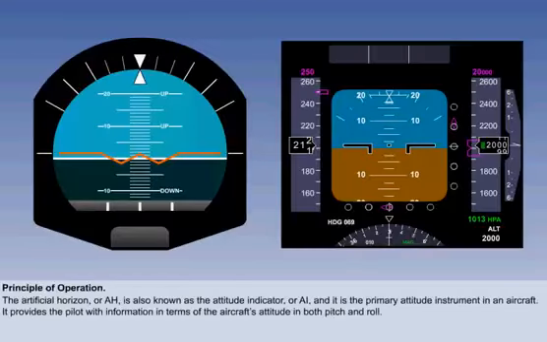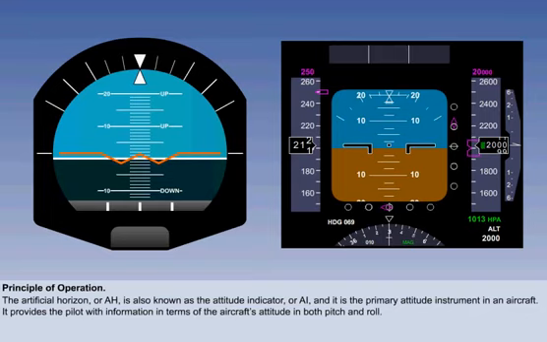The artificial horizon, or AH, is also known as the attitude indicator, or AI, and it is the primary attitude instrument in an aircraft. It provides the pilot with information in terms of the aircraft's attitude, both in pitch and roll. We can see an example of a mechanical instrument display on the left, and on the right we can see a more advanced electronic display. The basic information displayed, however, is essentially the same.